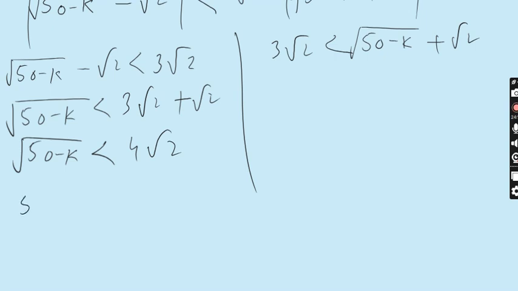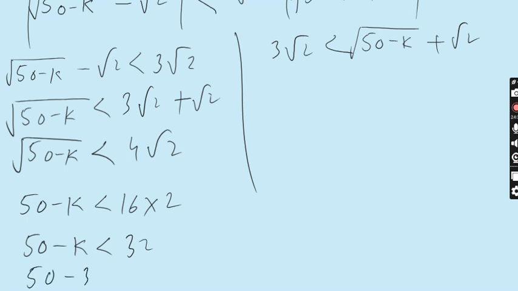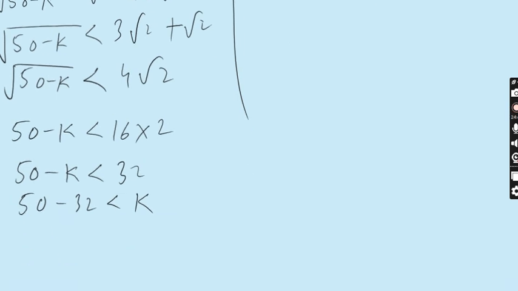Squaring on both sides, 50 minus k is less than 4 square, which is 16, times root 2 square, which is 2. 16 times 2 is 32, and 50 minus 32 is less than k, and 50 minus 32 is 18. So the first inequality is 18 less than k.